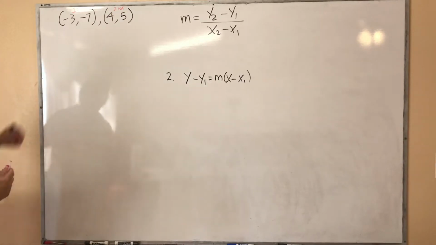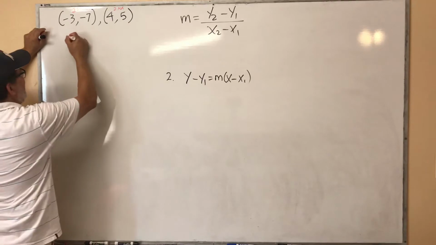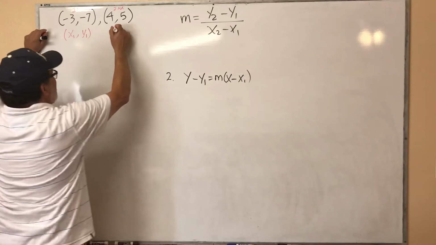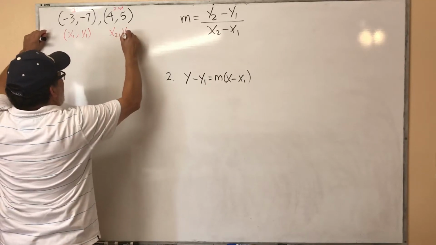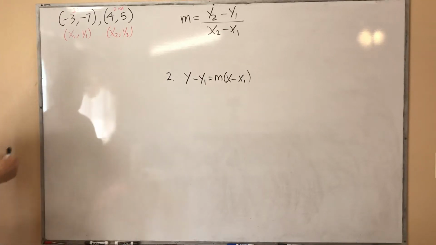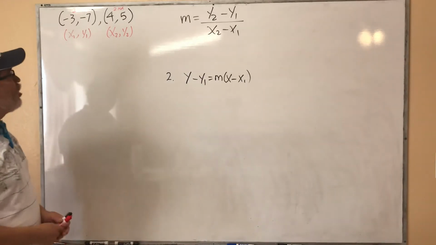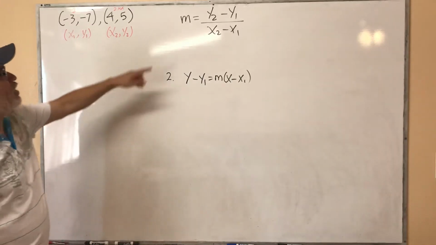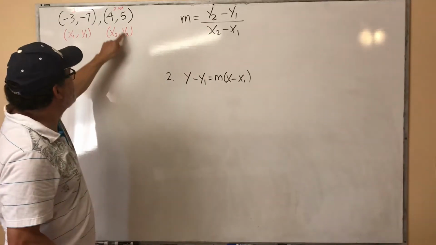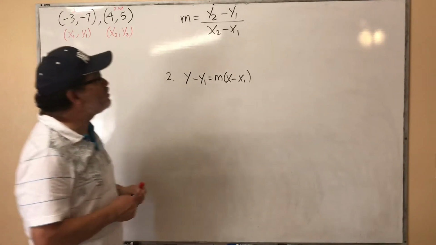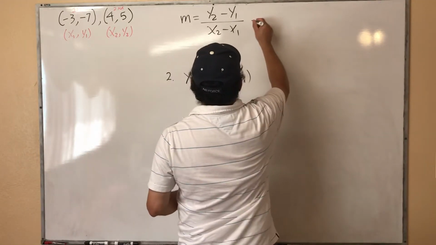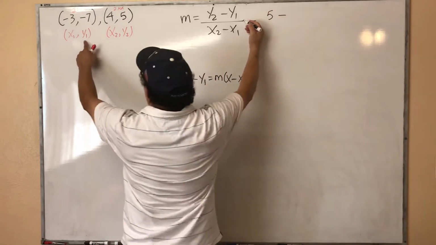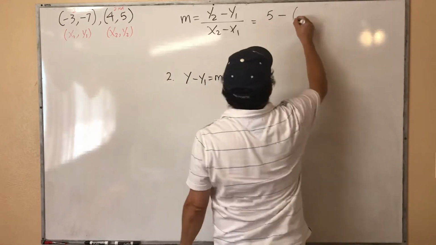Okay? If this is the first point, this must be x1 and y1. And this must be x2 and y2. And if that's the case, all you need to do is plug in these values into the formula. Look at y2, which is right there. That's y2, which is 5.